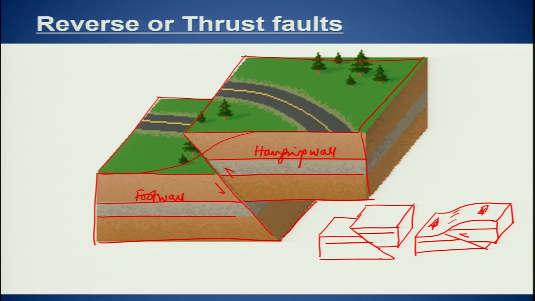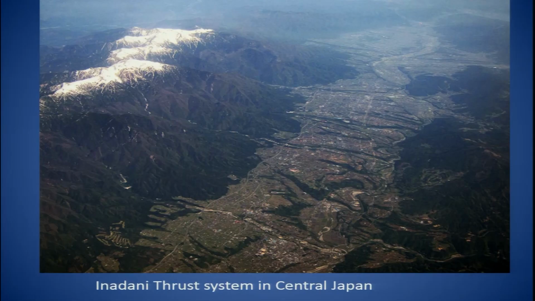So at the time of earthquake you may have the sharp topography, but after the erosion and modification you will be left out with a very gently sloping warped surface, and that is what we require to pick up, and this is termed as the fault topography. So this is another example of the thrust fault system aerial photograph from Japan, central Japan.